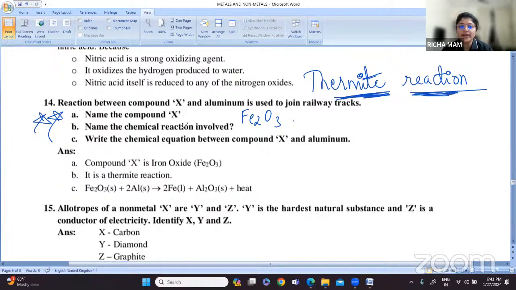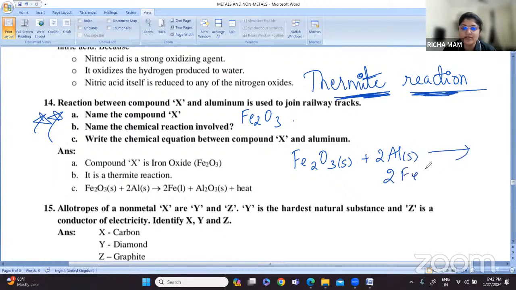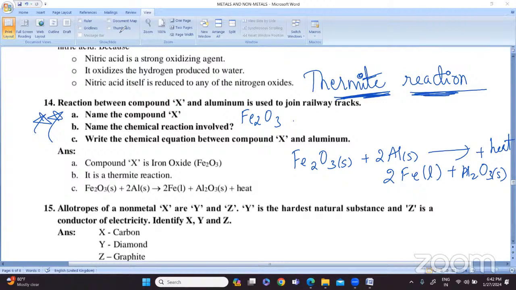Which is the compound X? It is Fe2O3. What is the chemical reaction involved? The thermite reaction. Now write the chemical equation between the compound X and aluminium. The reaction goes like this: Fe2O3 solid reacts with aluminium metal and forms 2Fe plus Al2O3 plus heat. Understood? So this is the reaction.